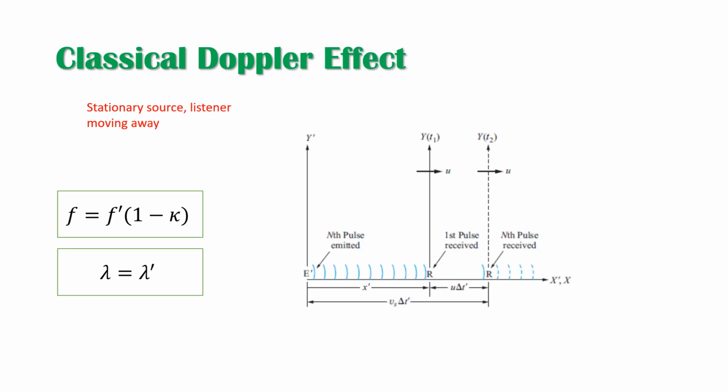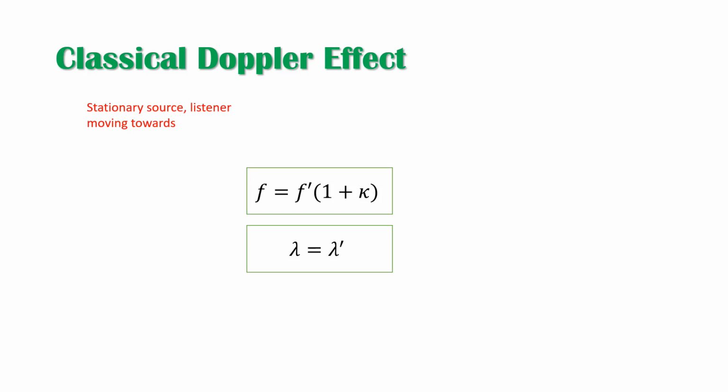Okay, so for your assignment, you have to show that for a stationary source and a receiver that is moving away from the source, we can obtain these values of f and lambda. And also, we can derive these equations for the stationary source and the listener that is moving towards the source. Okay, so this will be your assignment.